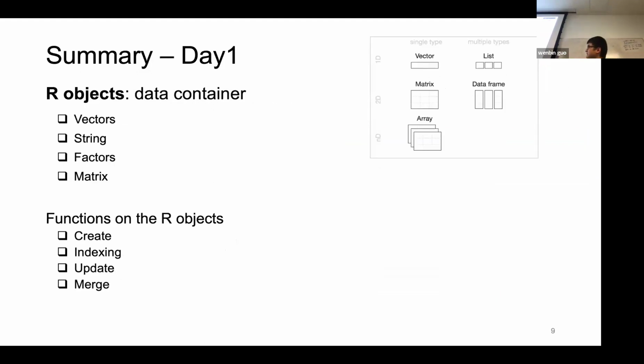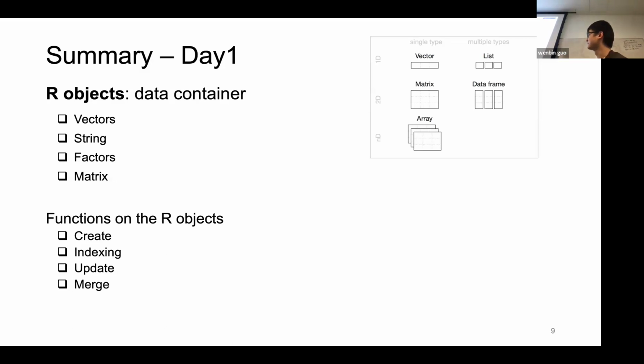So in the last part, I think yesterday, we talked about the R objects, the data containers. Specifically, we learned the vectors, strings, factors, and the matrix. Basically, everything we talked about is just one data type, a single type, like a vector. All the elements in the vector should belong to the same type, like either numerical, integer, or characters.